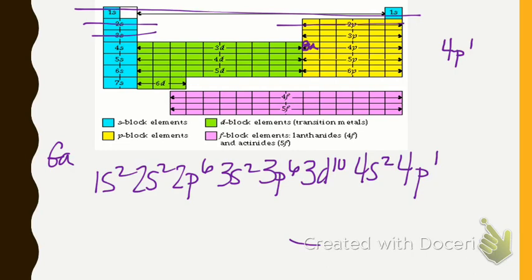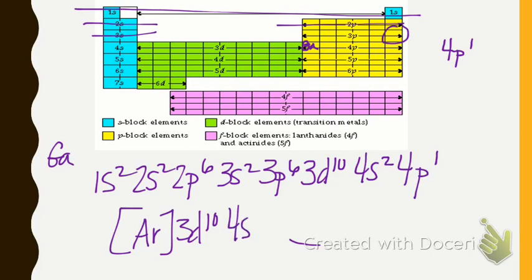So I'm just saving myself time. You don't have to do that. You can do the order that it fills, and then rearrange it if you would like. And then, of course, the noble gas, we're still dealing with argon right here. So it'd be argon, 3d10, 4s2, 4p1. Okay?